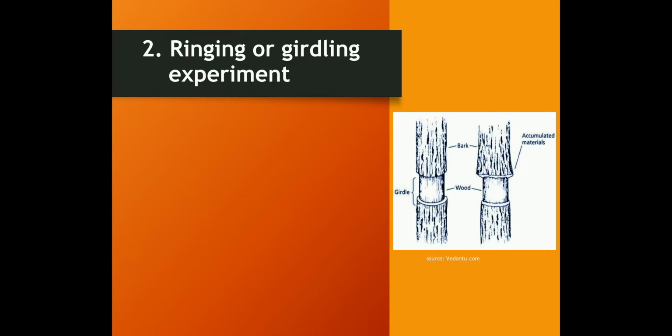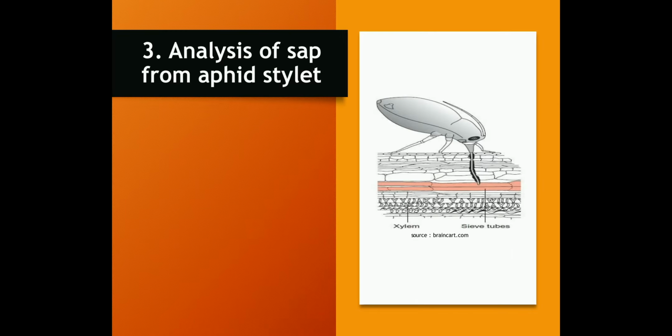The third evidence is the analysis of sap from the aphid stylet. An aphid sucks the sap by penetrating the stylet portion of its mouth into an individual sieve tube. During this, the feeding aphid is anesthetized by a gentle stream of carbon dioxide and its body is cut by a blade, leaving the severed stylet.